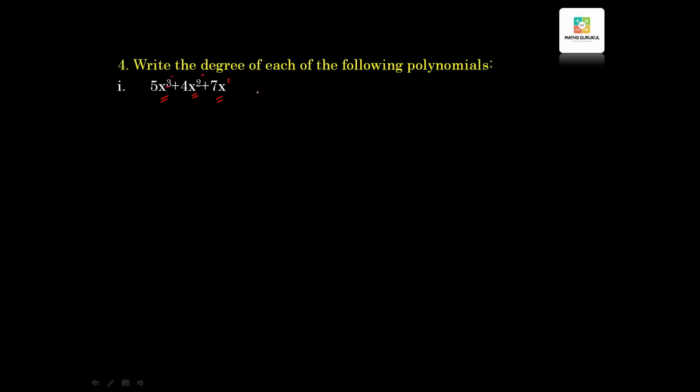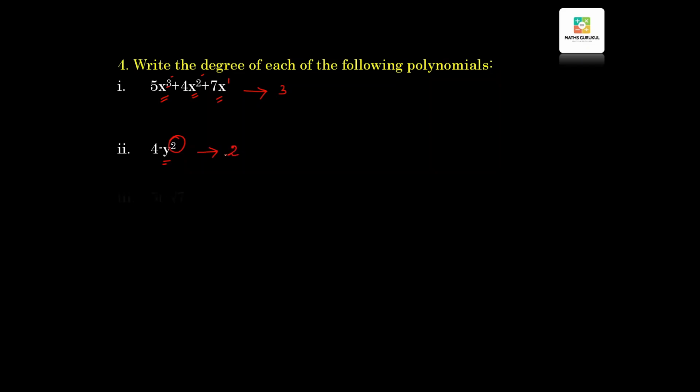Highest is 3. So this polynomial is of degree 3. Okay. In the next question, it is given 4 minus y square. So in this particular polynomial also, we find that there is only one variable, and that variable is y. And what is the highest power of y here? The highest power of y here is 2. So the degree of this polynomial will be 2.